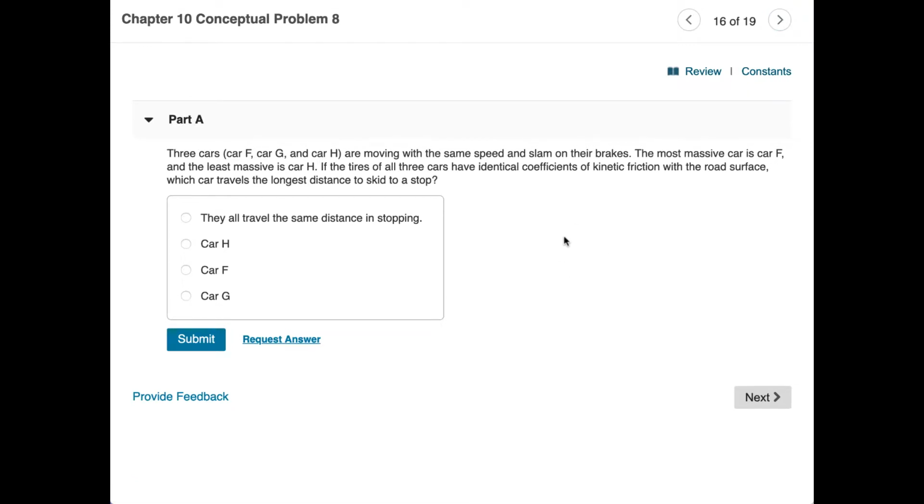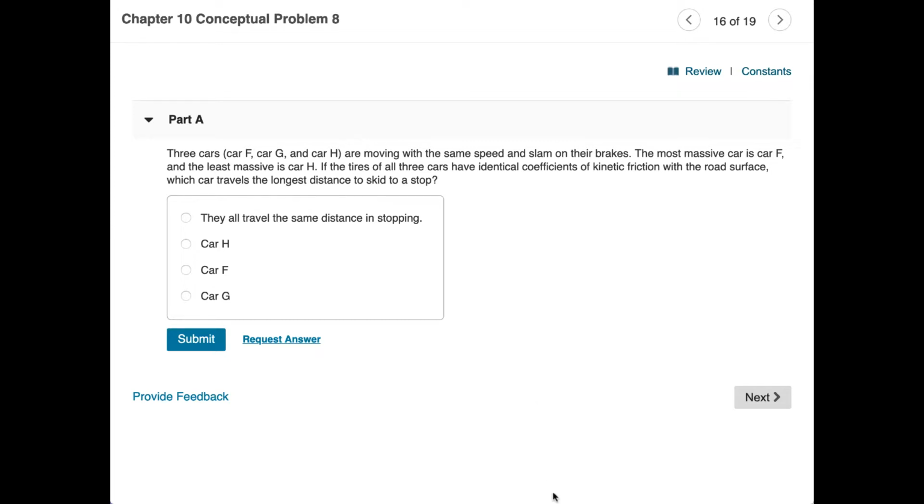Three cars, F, G, and H, are moving with the same speed and slam on the brakes. The most massive car is F, and the least massive car is H. If the tires of all 3 cars have identical coefficients of friction with the road surface, which car travels the longest distance to skid to a stop? Now, previously in this assignment, we had a situation where masses had the same kinetic energy and they were subject to the same force. Pardon me, they didn't travel the same distance when stopping. I'm confusing the issue there.